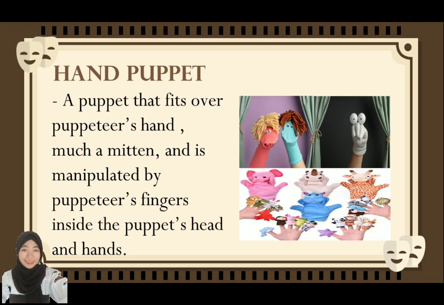Next one, we have the hand puppet. A puppet that fits over the puppeteer's hand much like a mitten and is manipulated by the puppeteer's fingers inside the puppet's head and hands. So basically, this hand puppet fits over the puppeteer's hand, allowing them to control the puppet's head and hands using their fingers, and it is made from soft materials like cloth or foam.